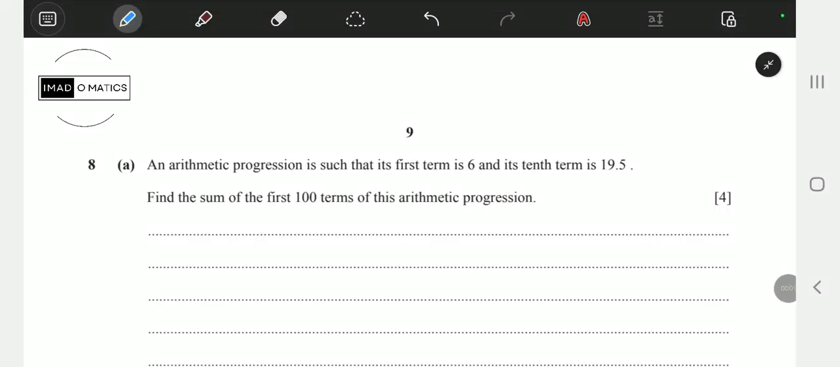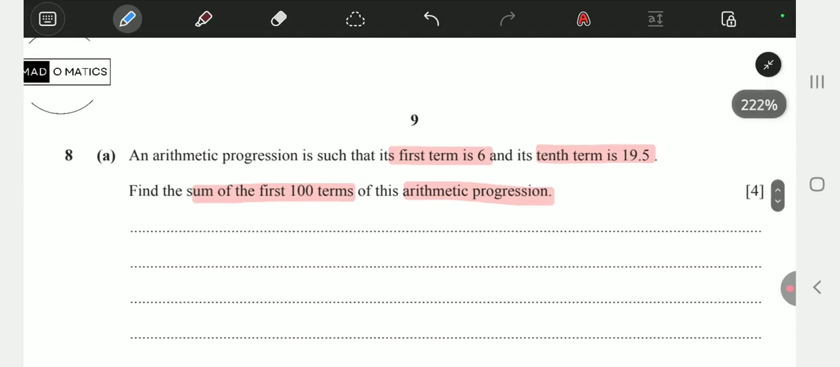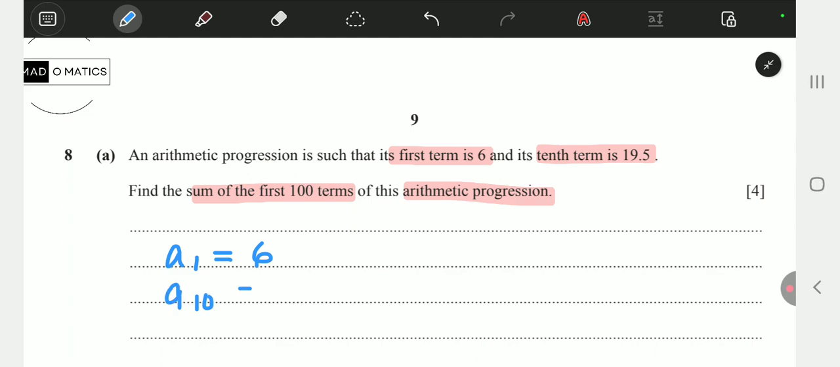Okay, so question 8. An arithmetic progression is such that its first term is 6 and its 10th term is 19.5. Find the sum of first 100 terms of this arithmetic progression. Okay, so important thing is that this is an arithmetic progression. First 100 terms sum is what we need to find, and first term is 6, so that means a1 is 6. 10th term is 19.5, so that means a10, that is a plus 9d, is equal to 19.5.